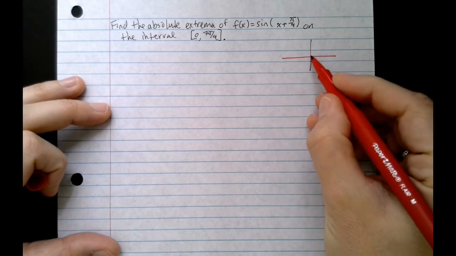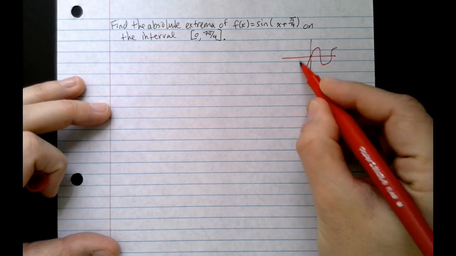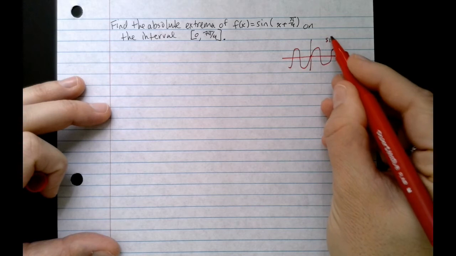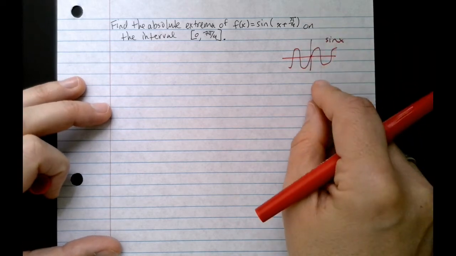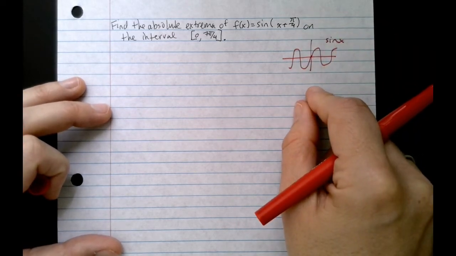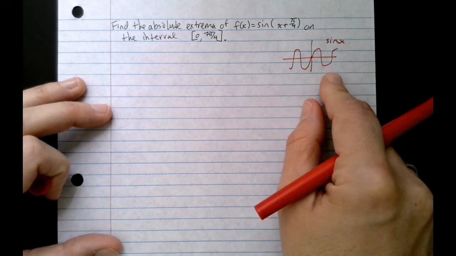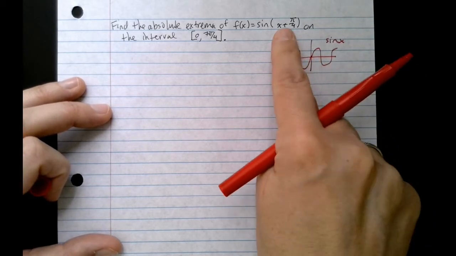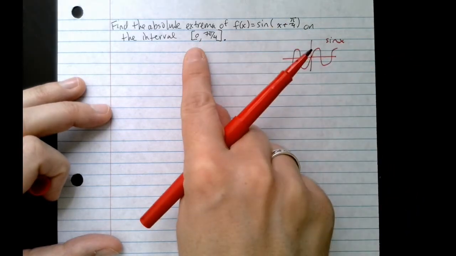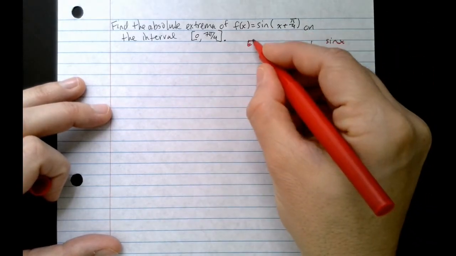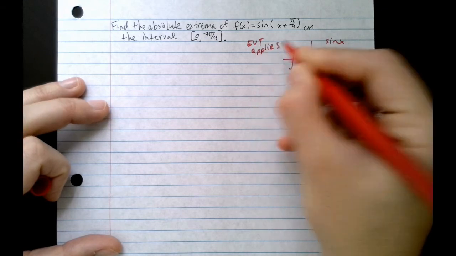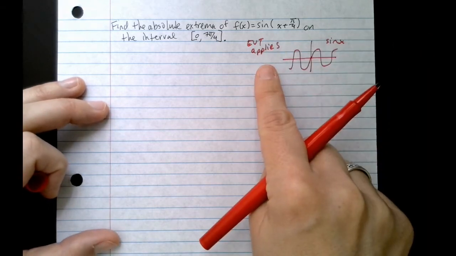My sine wave looks like this, and it is continuous everywhere. So remember, the requirement for the extreme value theorem is the function must be continuous on a closed interval. Well, a sine wave is continuous everywhere no matter how I move it, and this is a closed interval, so yes, the extreme value theorem applies. What this means now is I am guaranteed both an absolute max and an absolute minimum.